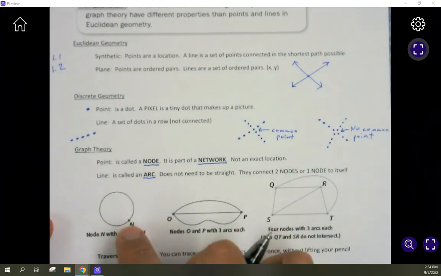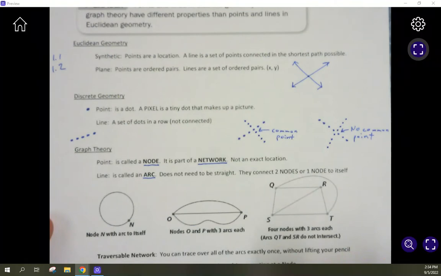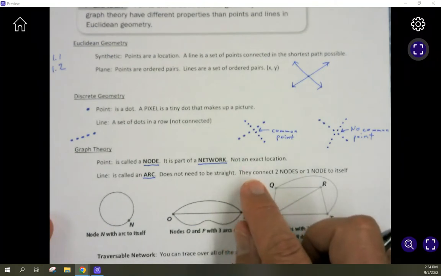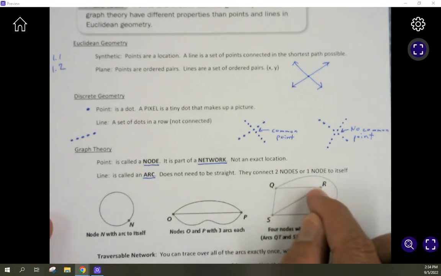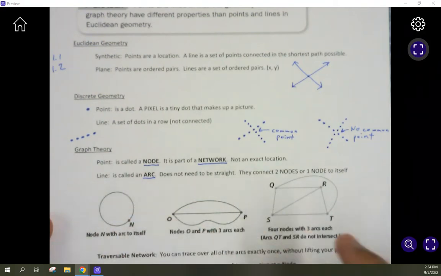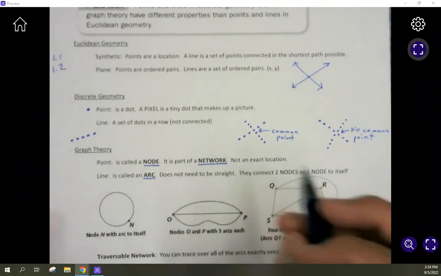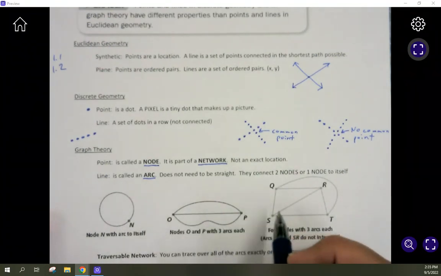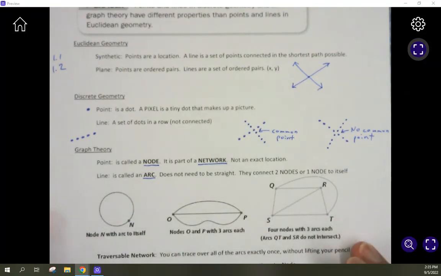Okay, and there are lines that connect the nodes. They do not need to be straight. They can be curved, they can be straight. They're not defined by that. And so they connect two nodes. So like this arc right here connects node Q and node R, but they can also just connect a node to itself. You have this point right here called a node, and it's identified as N, and it has one single arc that connects to itself. All right, so here's three examples of networks. The dots, the points, are called nodes, and then the lines that connect these are called arcs.